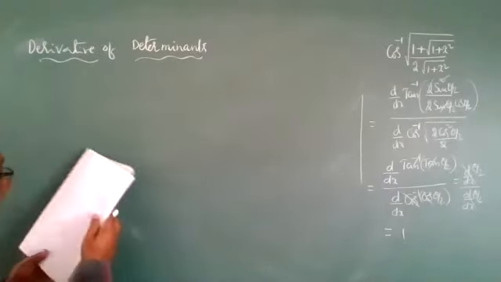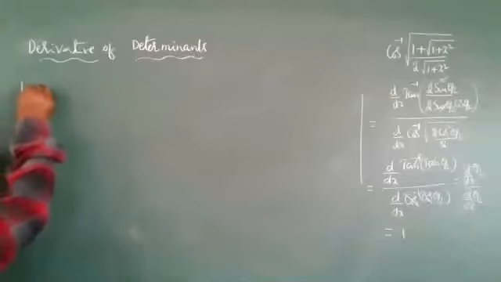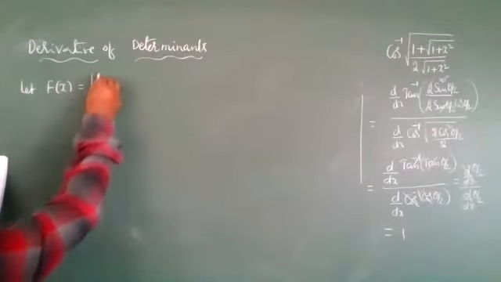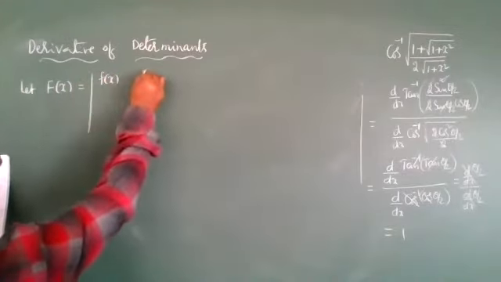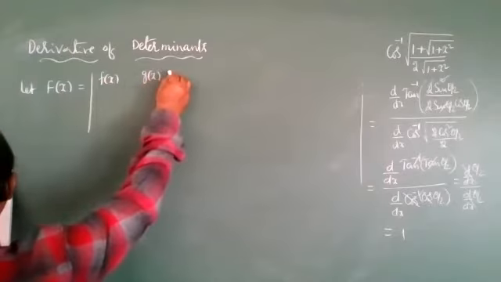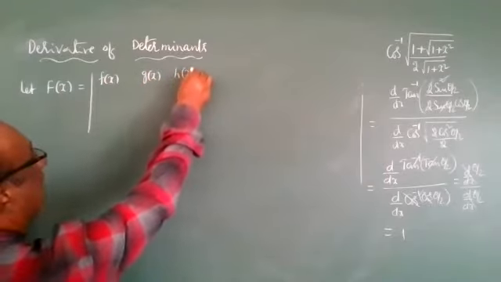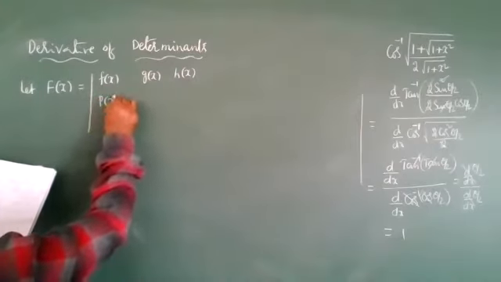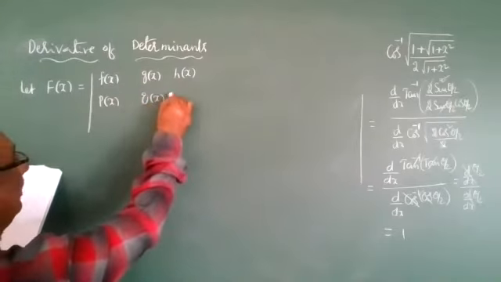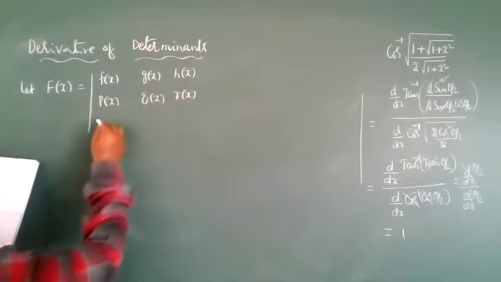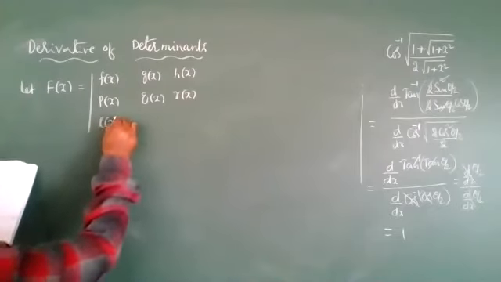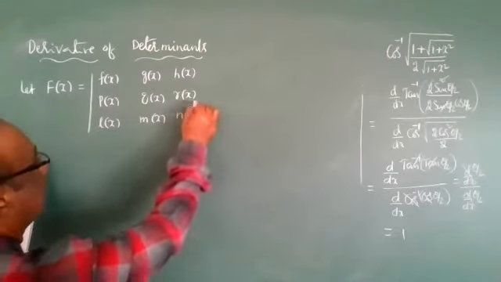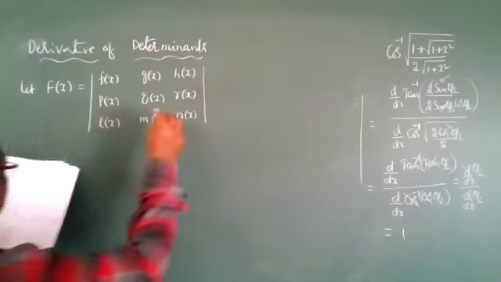Everyone see. Let f of x be equal to the determinant where every element is a variable or constant: f of x, g of x, h of x, then p of x, q of x, r of x, then l of x, m of x, n of x. This is the given. So how do we find dy by dx?